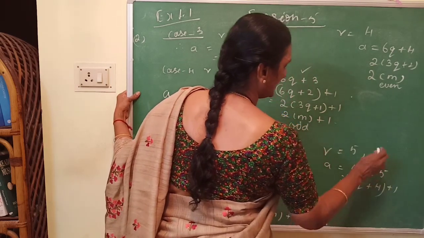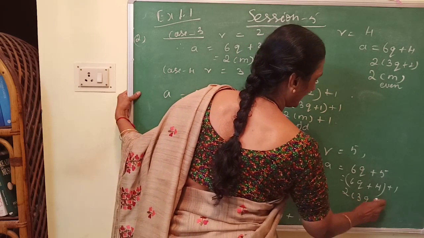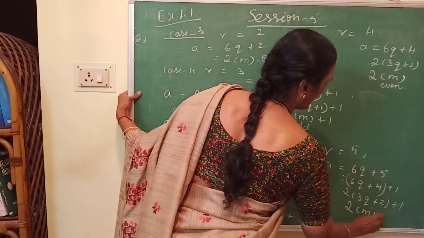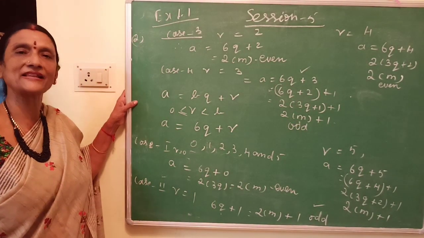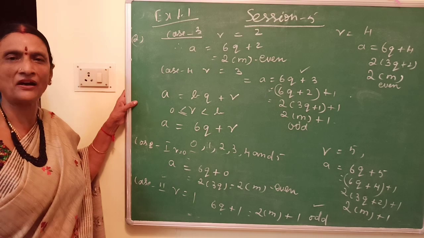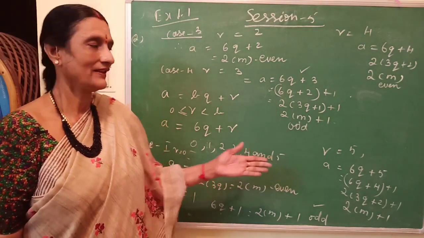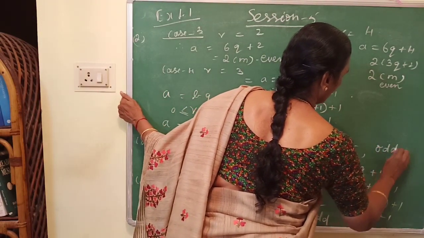I am bracketing these two. Now here we can take out 2. So you will get 3 cube plus 2 plus 1. That is 2 into m plus 1. We are able to write a as 2 times the number plus 1. That means what? In this case also we get an odd number. Therefore, that is what we want.